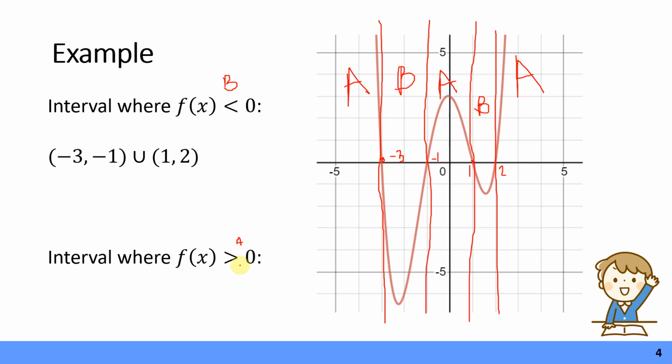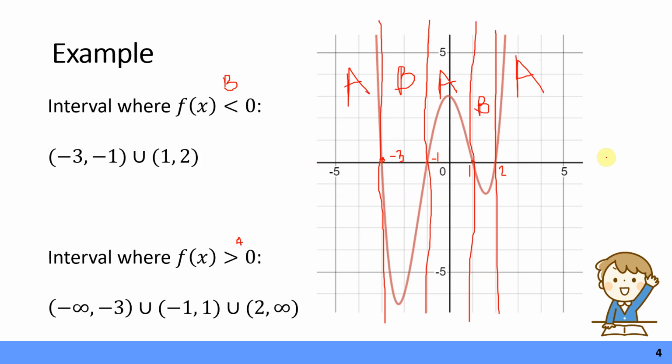Now, where is the graph greater than 0 or above? It's going to be this chunk right here. This first part is, remember, from negative infinity to negative 3. It was also above from negative 1 to 1. And it was also above from 2 all the way to infinity.